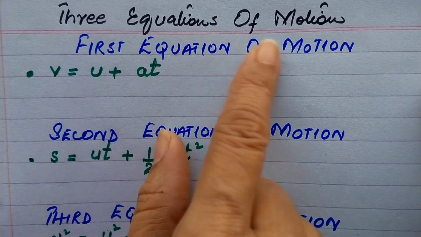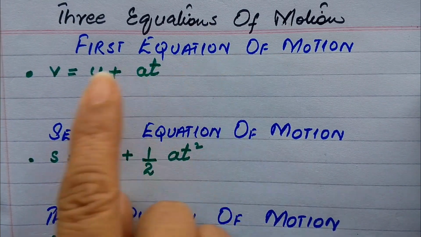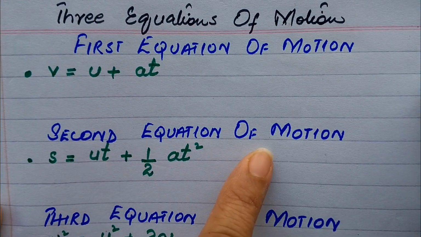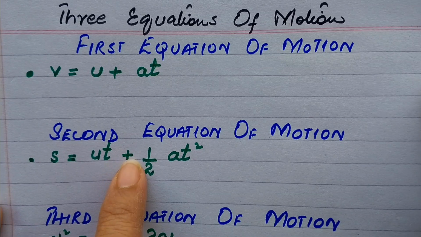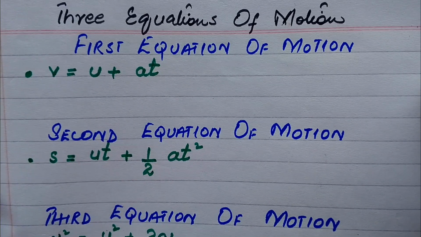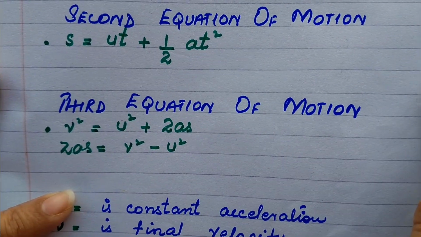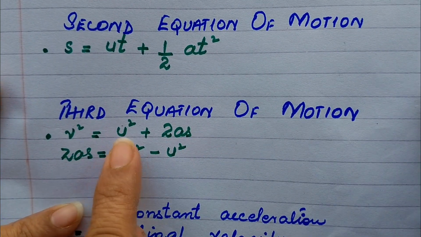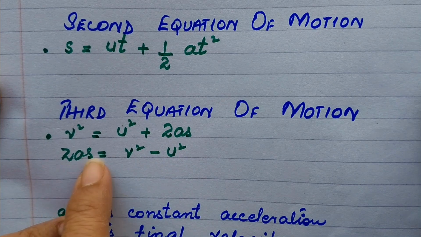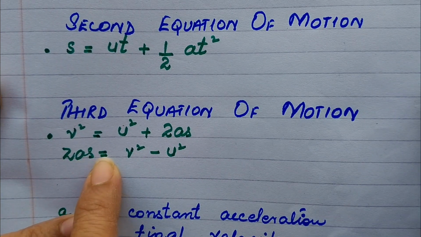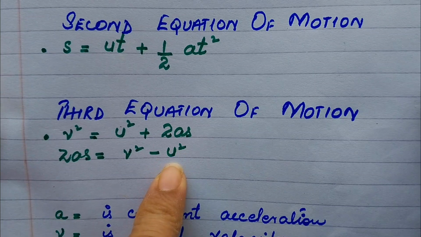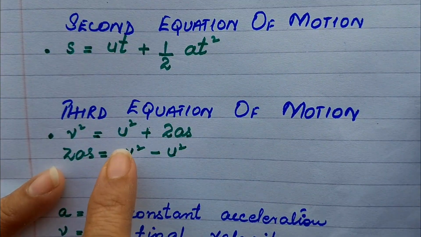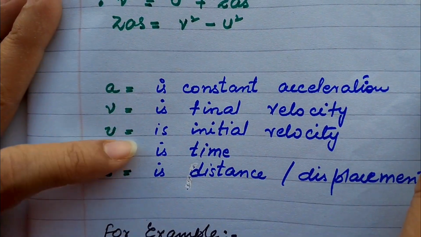First equation of motion, which is v is equal to u plus at, and the second equation of motion, which is s is equal to ut plus half at square, and the third equation of motion, which is v square is equal to u square plus 2as, and it can also be written as 2as is equal to v square minus u square. But what are s, u, t, a and v in these equations? We will explain these terminologies over here.